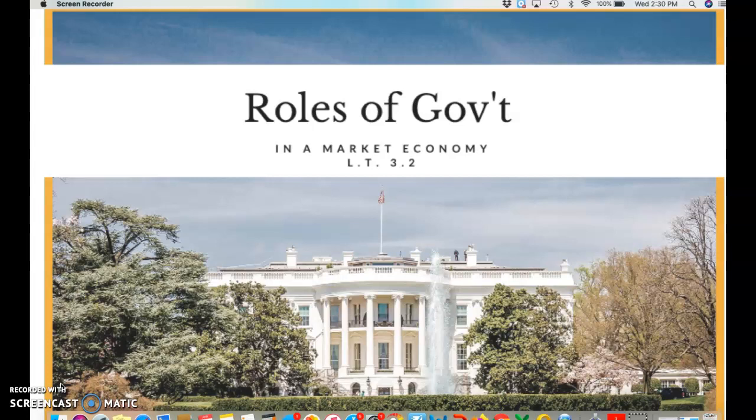We're looking at Chapter 11. This is going to be a summary of Chapter 11. It covers Learning Target 3.2 in this unit that we've been studying on market structures and failures. So today we're going to talk a little bit more about the role of government in the economy and how they get involved in solving for market failures.